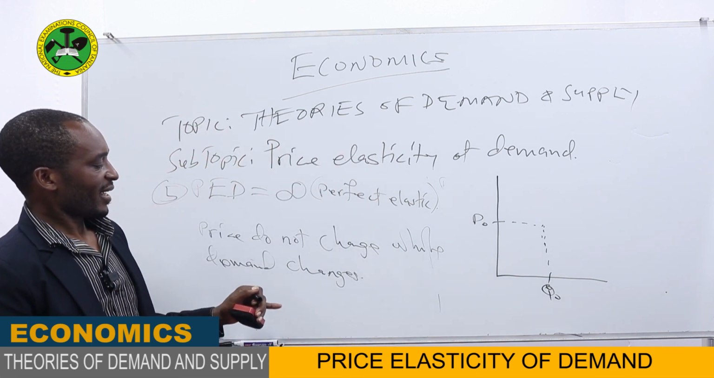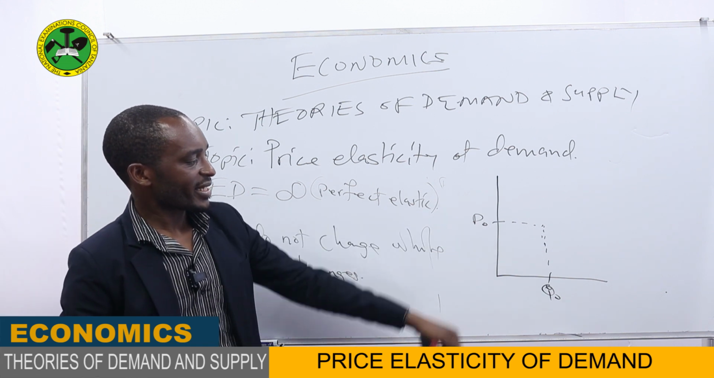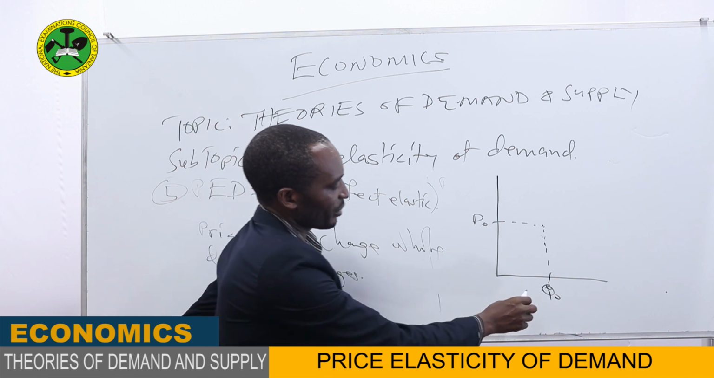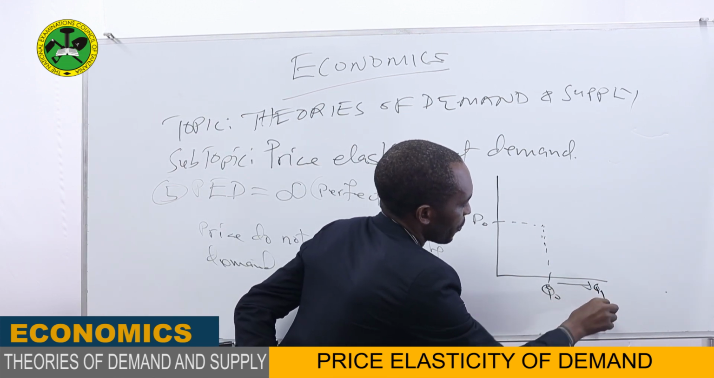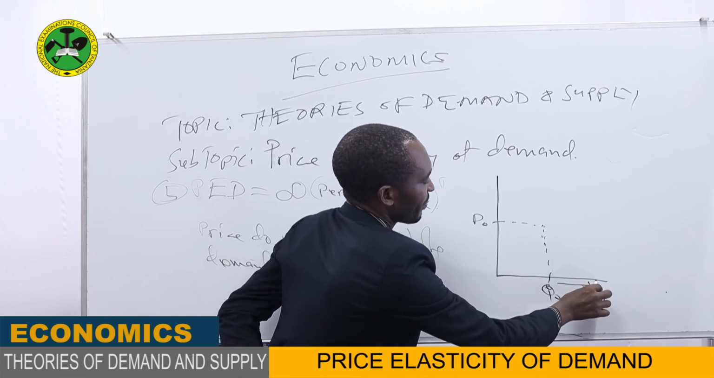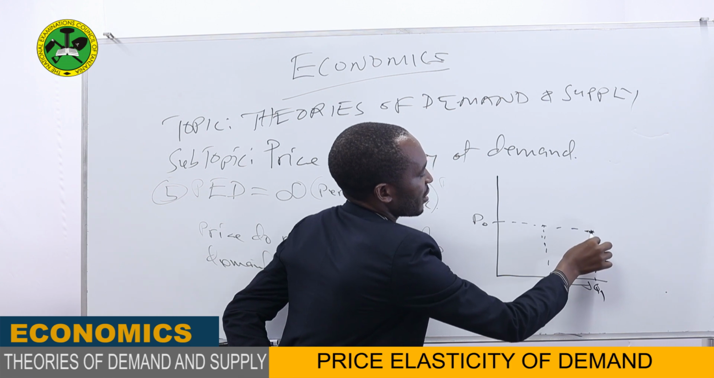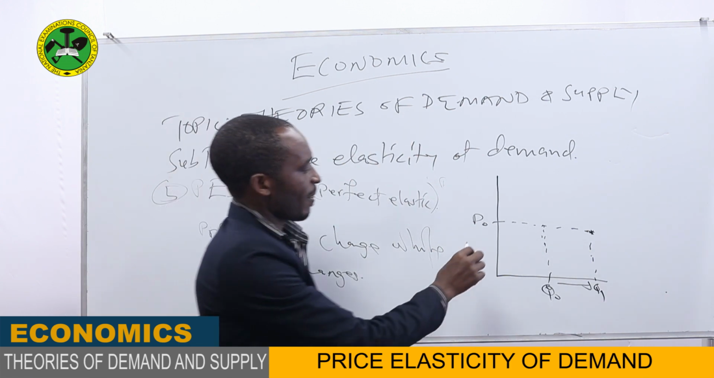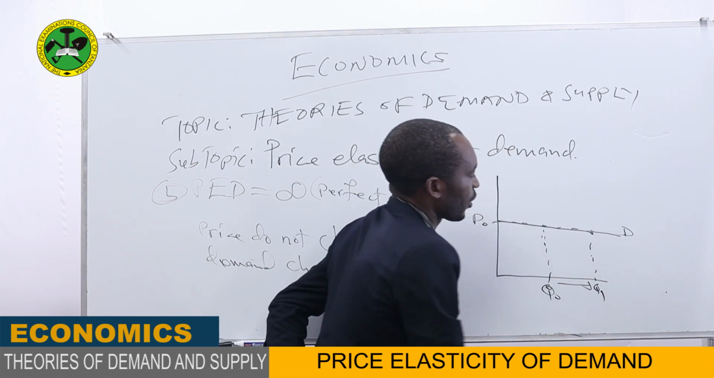Now, we said under this, the price will remain fixed or will not change, but demand will change. So assume the demand will increase up to Q1, but still the price charged will remain the same. Now, if you join the 2 points, the demand curve will be horizontal.